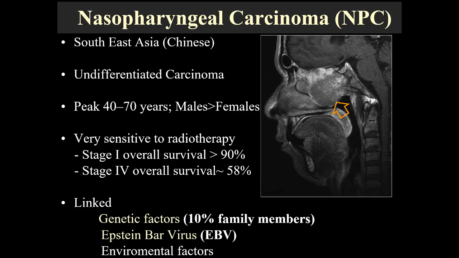The peak where we are is males, sort of middle-aged males, so usually the working man who needs to support his family. This cancer that we see is very sensitive to radiotherapy. In stage 1, the overall survival is greater than 90%. For the higher stages, of course, that drops. And it's a very topical cancer at the moment because it has strong genetic links. There is a strong family history and a strong link to viruses, the Epstein Barr virus, and there are also environmental factors.